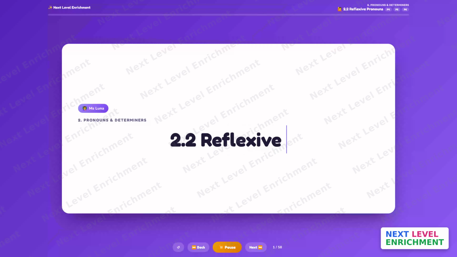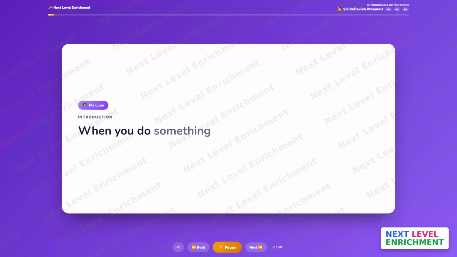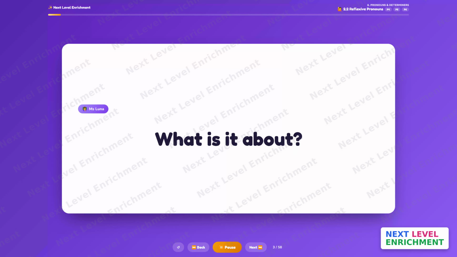Let's learn about this topic. Reflexive pronouns. When you do something to yourself, you need a special pronoun that points right back at the doer. What is it about?